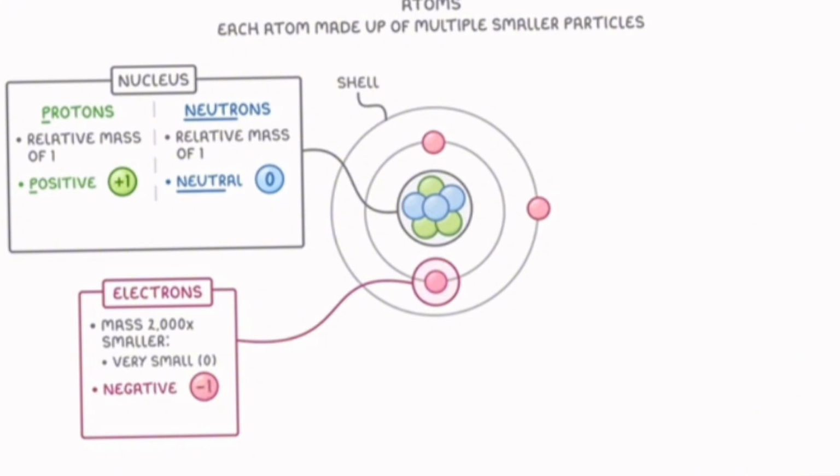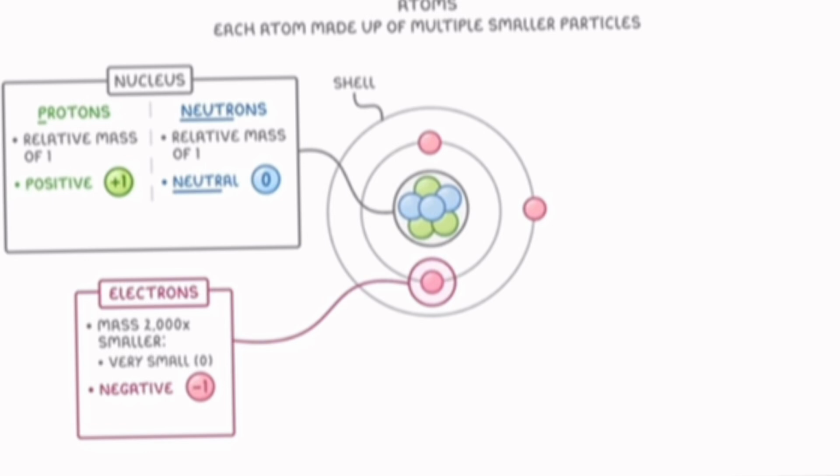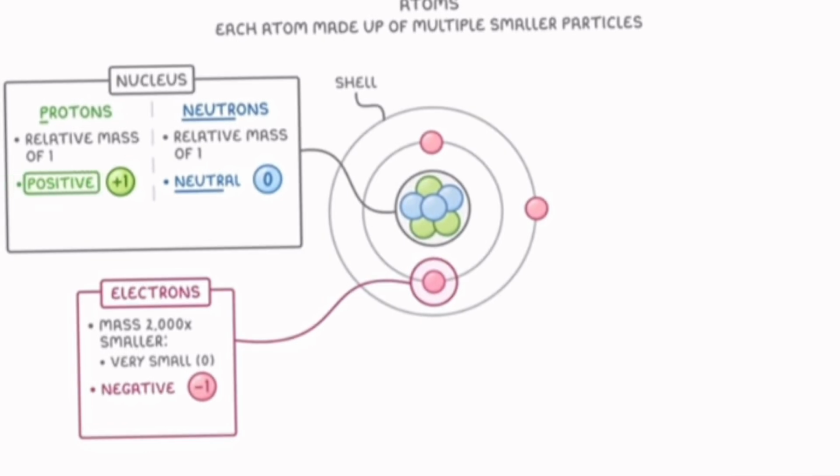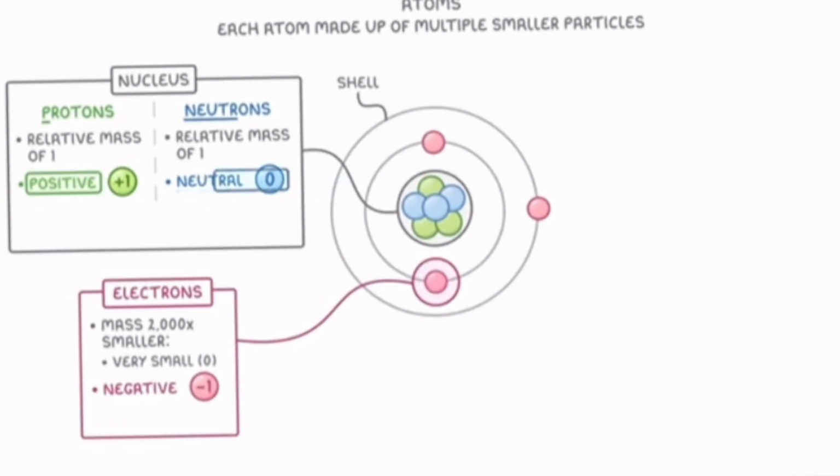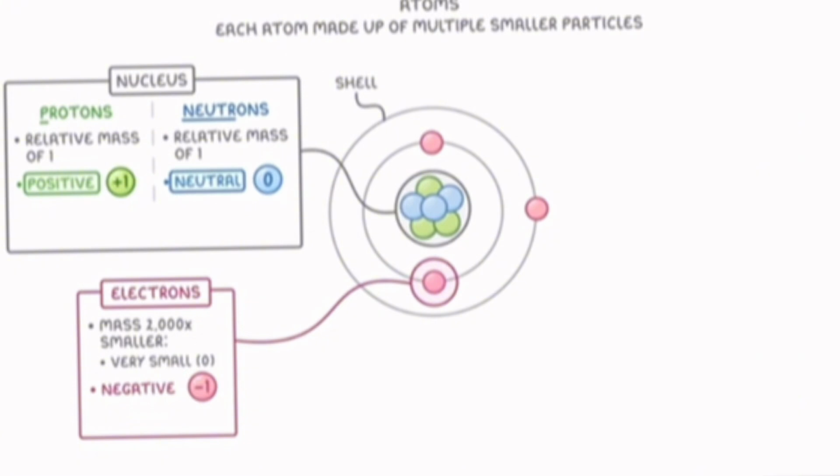It can be easy to get all of these mixed up, but the best way to remember is that we have positive protons and neutral neutrons. And then we know that the electrons are the only ones left, so they must be the negative.